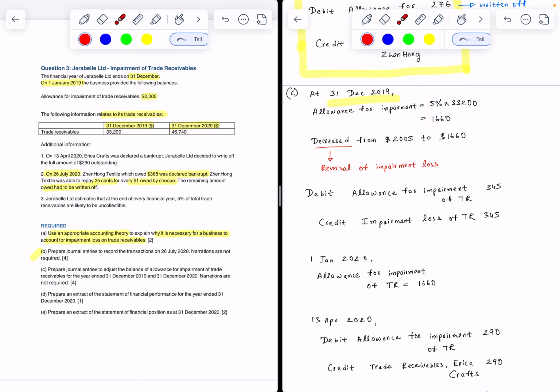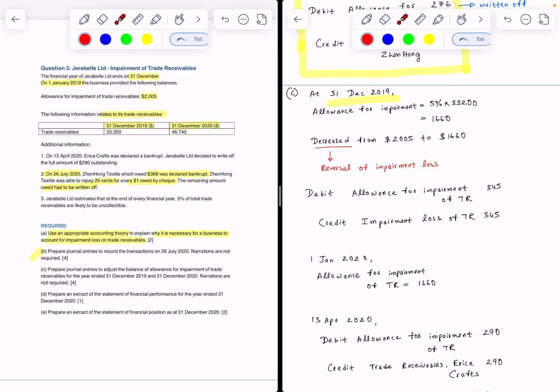Now, if you see that at the beginning of the year, we had a balance of $2,005, right, on 1 Jan 2019. This means it is decreasing from $2,005 from 1 Jan 2019 to $1,660 at 31 December 2019.